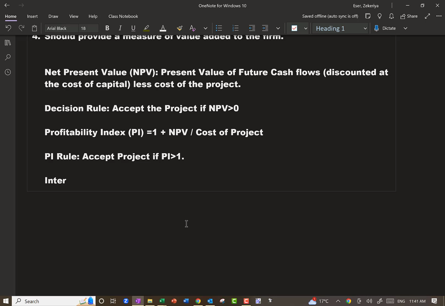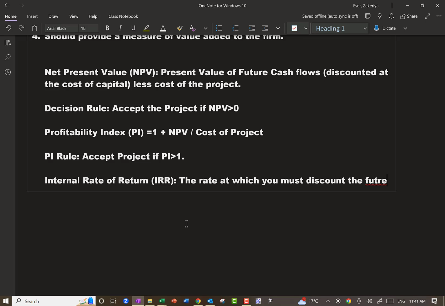One is internal rate of return, or IRR. It's basically an implicit definition. The rate at which you must discount the future cash flows that results in NPV equals 0.